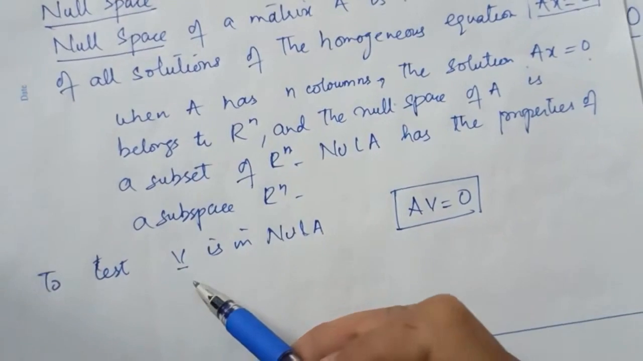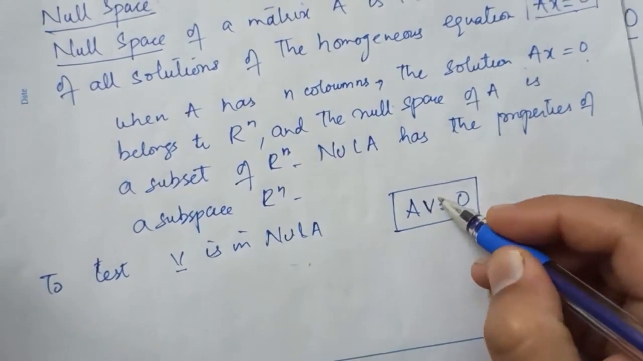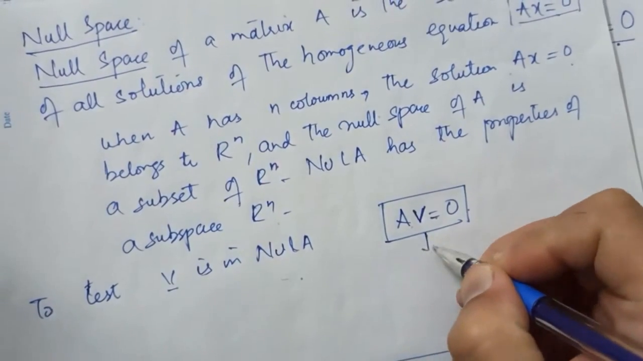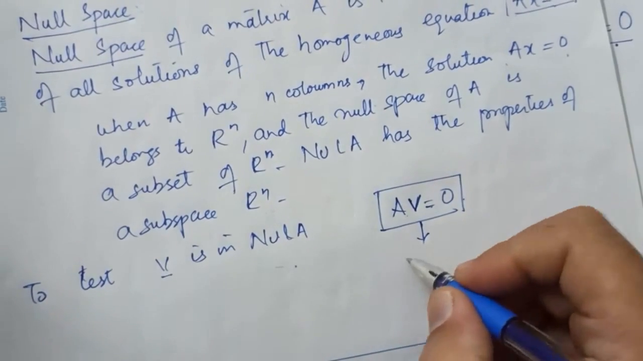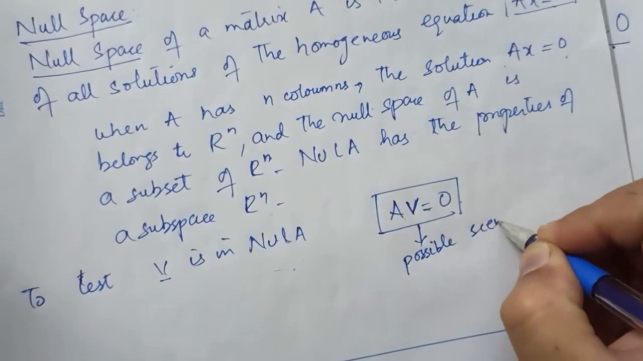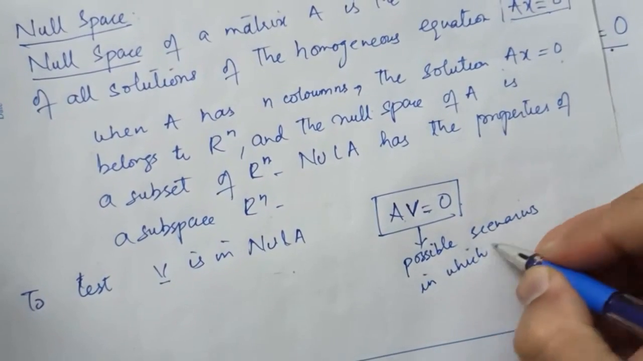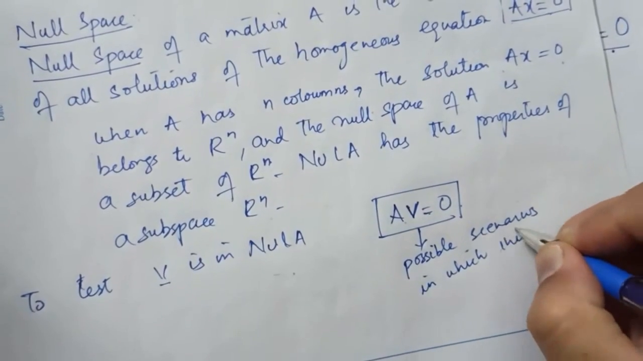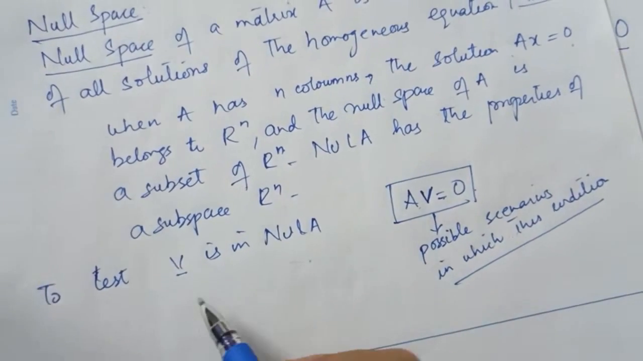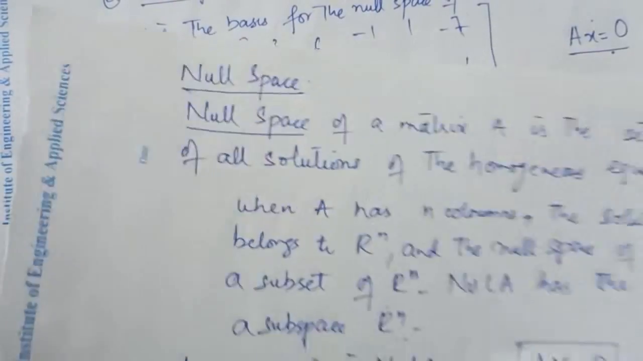To test whether any vector v is in the null space of A, all you have to do is find out if Av is equal to 0. It means we check whether this condition holds. If it holds, we say v is in the null space of A. If it doesn't, we say it is not in the null space of A.